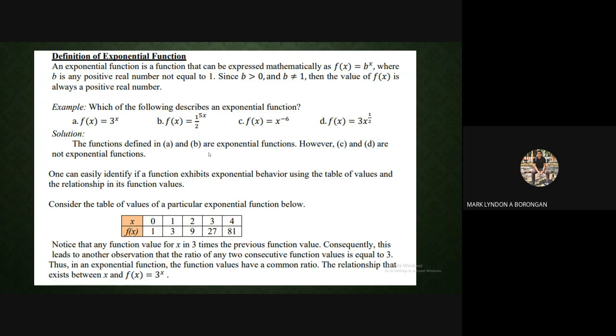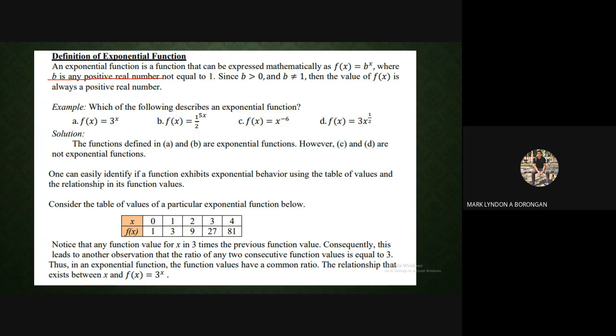In our definition, it is said that b is any positive real number. This means our base should be a constant. Our base should only be a constant. Therefore, a and b qualify as exponential functions, while c is not, since its base is a variable. Therefore, it can't be called an exponential function. And also d, since it has a constant and a variable.